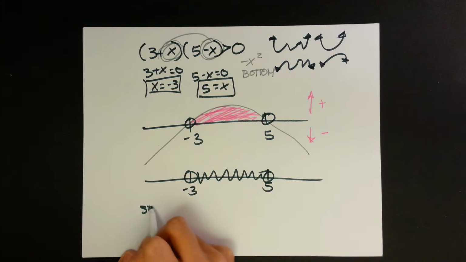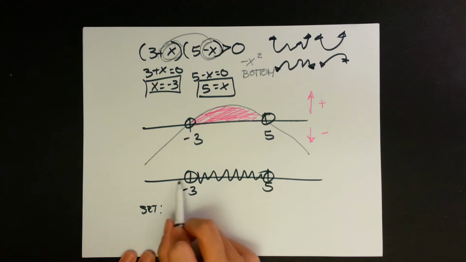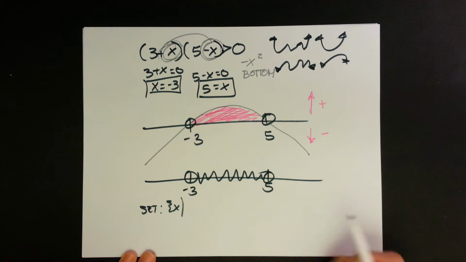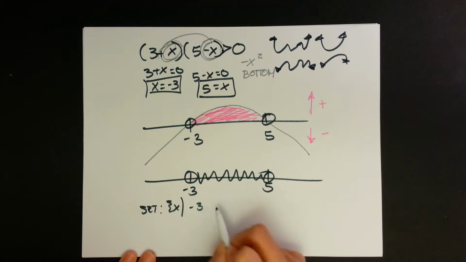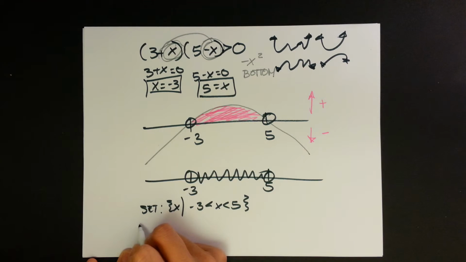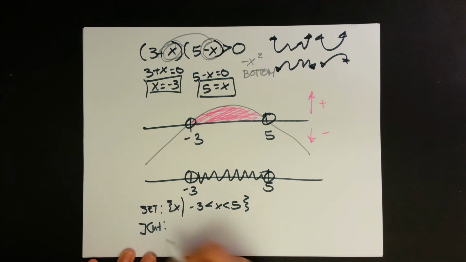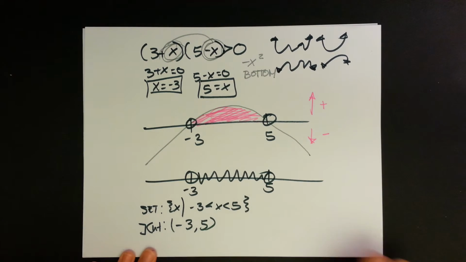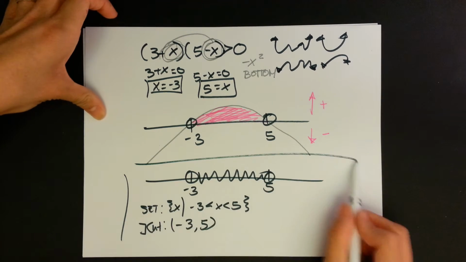Then your set notation, which this time you're going to be a little bit efficient like this and say that -3 is less than x, which is less than 5. So we're describing this chunk. And finally, your interval notation, you're going to say you come in from -3 and you go to 5. Well, that wasn't so bad.